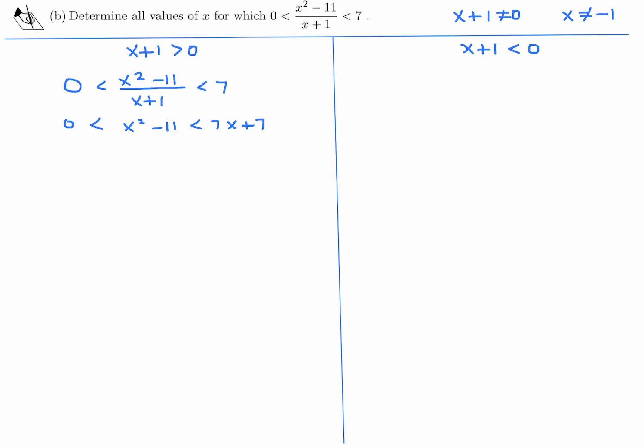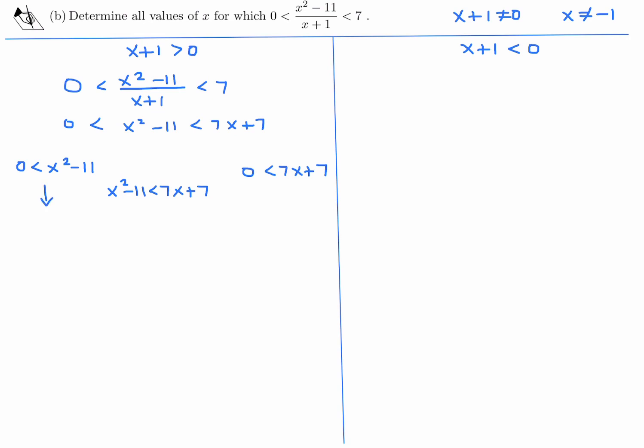The first scenario is this inequality, where 0 is less than x squared minus 11. The next scenario is where we have this inequality, that x squared minus 11 is less than 7x plus 7. And then the last one is where we match up those guys, and that would mean that 0 is less than 7x plus 7. So that's about as complete as you can possibly be.